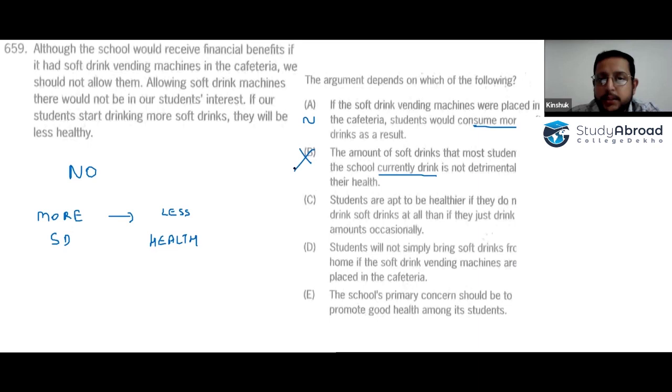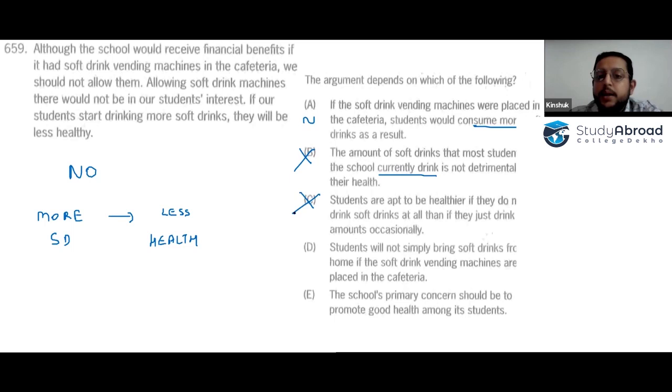Then answer choice C says, students are apt to be healthier if they do not drink soft drinks at all than if they drink small amounts occasionally. So see, the argument's final point is that if you have more soft drink, you get less healthy, and thus these vending machines should not be allowed, right? They're not telling us what is going to be healthier if you do not take them or take them in small doses. So again, this answer choice will be eliminated.